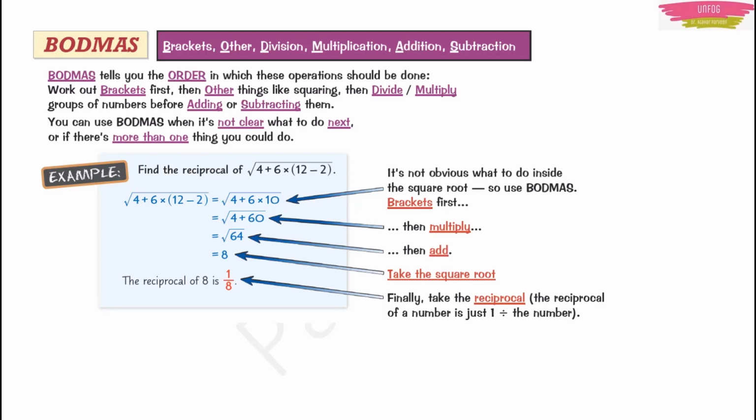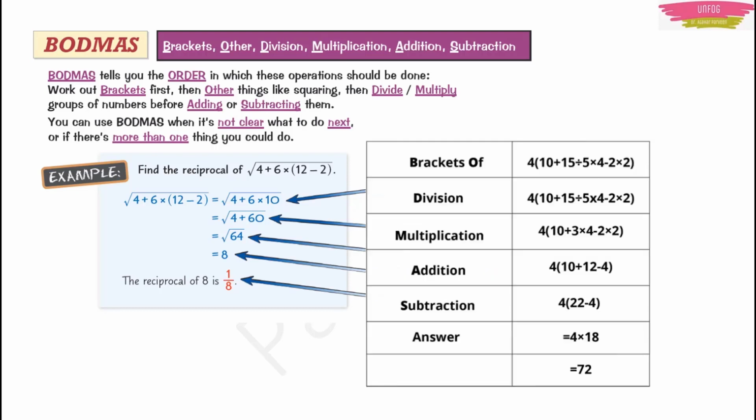Okay. Another example I will give. See, for example, you have this type of sum: 4 into within brackets 10 plus 15 divided by 5 into 4 minus 2 into 2. What you do according to BODMAS? First remove the brackets. For the removal of brackets, you have to do the mathematical operations inside. That's why leave that step.